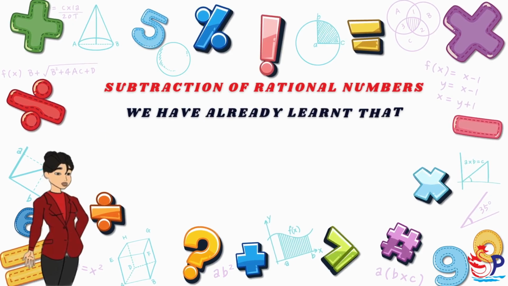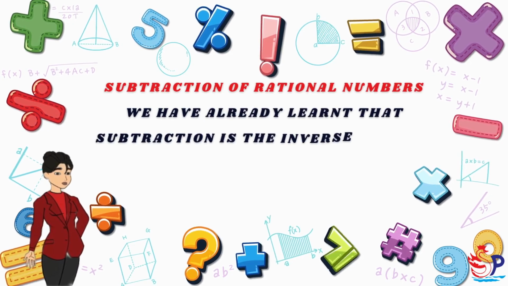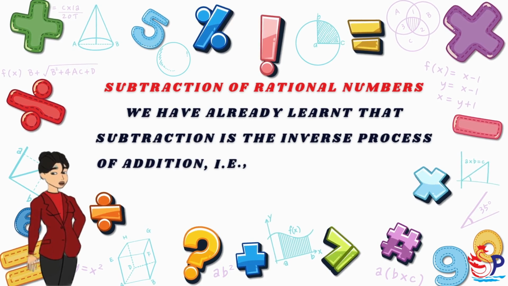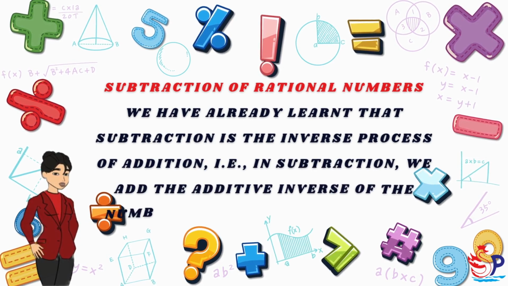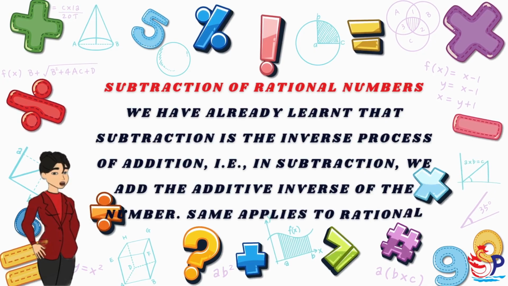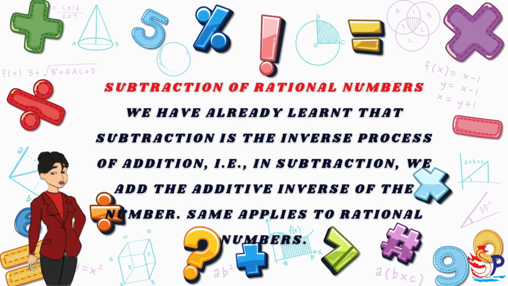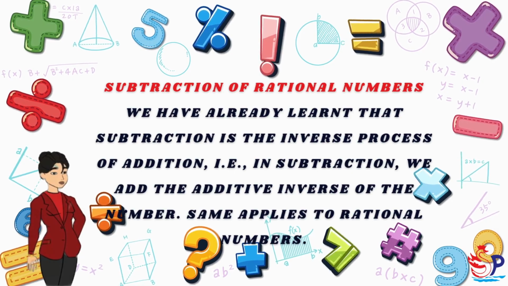Subtraction of rational numbers. We have already learned that subtraction is the inverse process of addition. In subtraction we add the additive inverse of the number. The same applies to rational numbers.